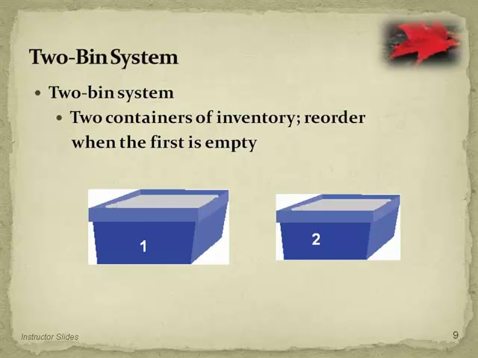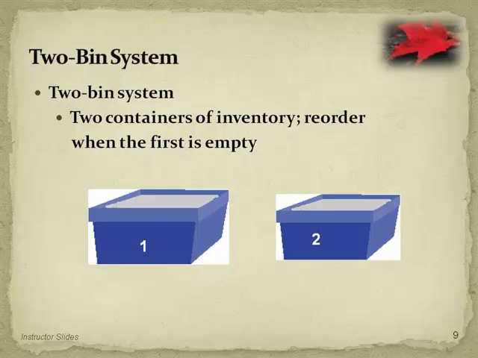I have 2 containers, one marked bin 1 or container 1, the other bin 2 or container 2. They have exactly the same material in them, and they have exactly the same quantity of material in them. So when I need some of this inventory, I'm going to start pulling from, let's say, bin 1, and I will continue to pull from bin 1 until bin 1 is completely empty.